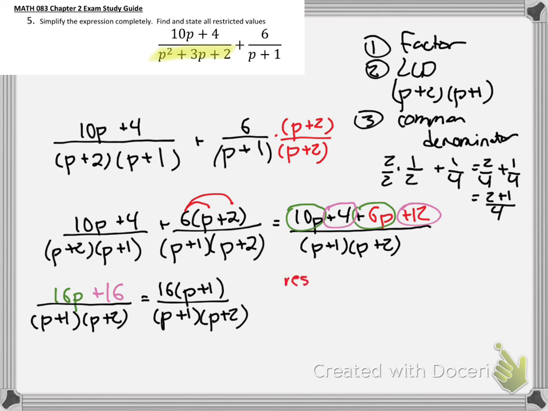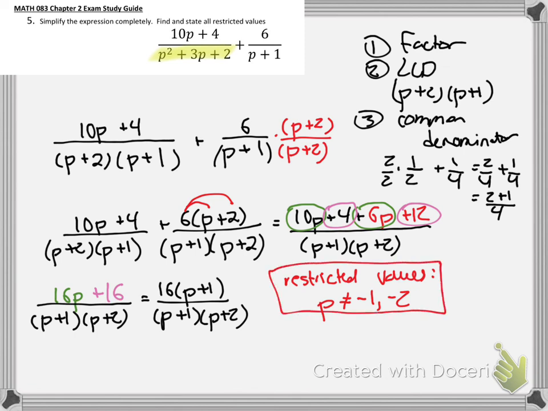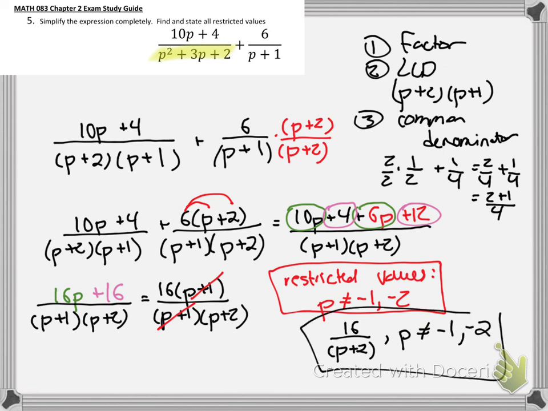Now again, at this point it's very tempting to start crossing things out, but what we have to do first is find and identify our restricted values. Okay, and our restricted values, those values that would make the denominator equal to 0, are -1 and -2. Now that I found my restricted values, I can go through and cancel out this term. So my final answer is 16 divided by p plus 2, given that p is not equal to -1 or -2. Okay, so this right here is my final answer.